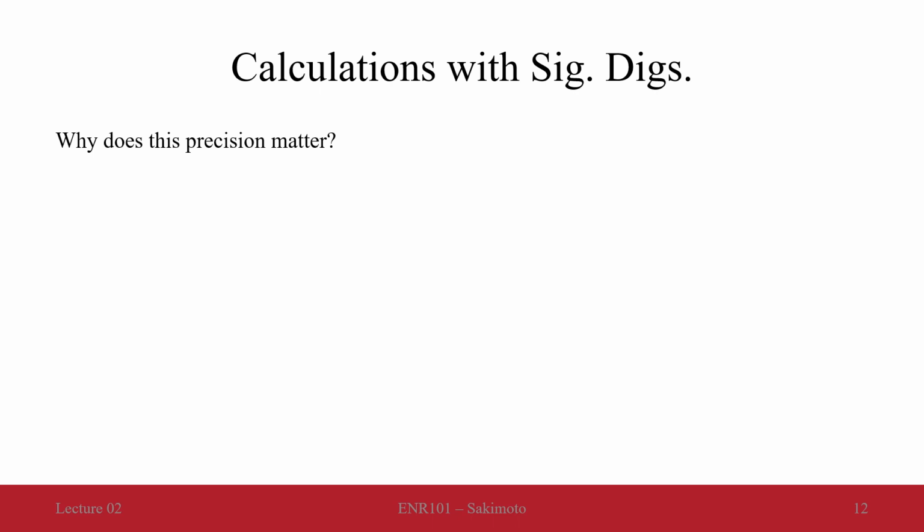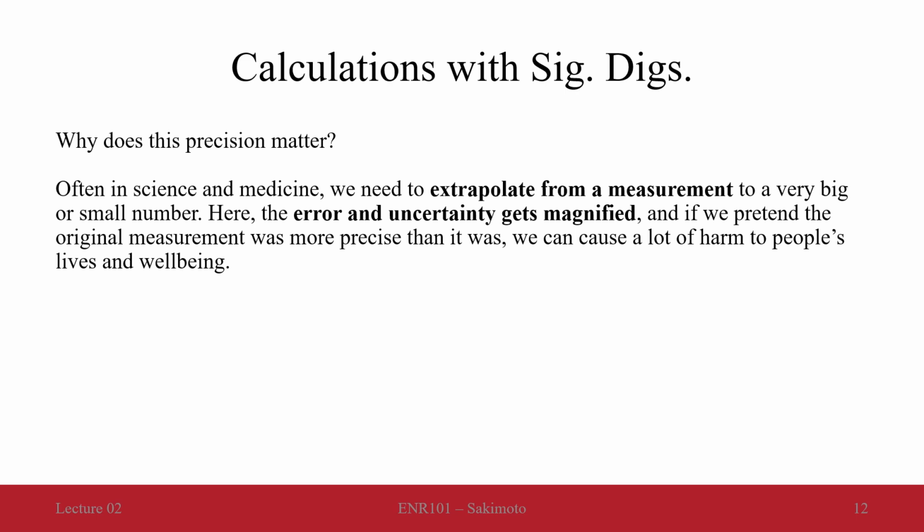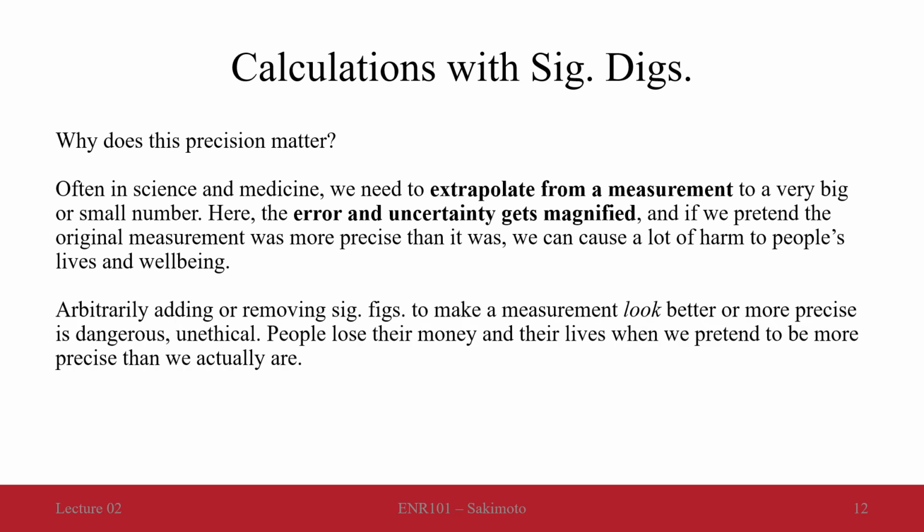Why are we so persnickety about these significant digits? Why does this precision matter? Quite often in science and engineering, we need to extrapolate from a measurement, and sometimes that turns into a very, very big or small number. By doing these calculations, the error does get magnified, and we need to make sure that we communicate appropriately the uncertainty with any measurement and any calculation that we make, particularly as engineers, people who are outward facing, who interact with the public. The results of our calculations have a lot of effect on people's lives, well-being, livelihood, safety.